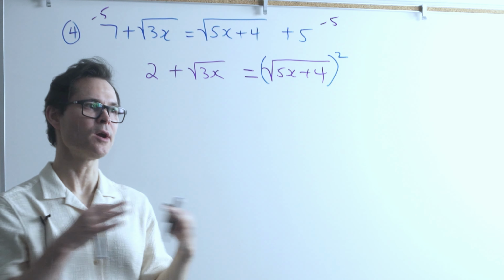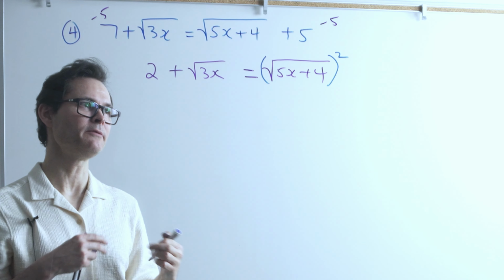Okay, so squaring and square rooting are inverse operations. They undo each other, which allows me to get 5x plus 4 all by itself. Over here, I have to also square because I'm balancing the equation. Don't forget what that is. That means 2 plus root 3x times 2 plus root 3x. So this needs to be expanded out using the distributive property or FOIL first, outside, inside, last.